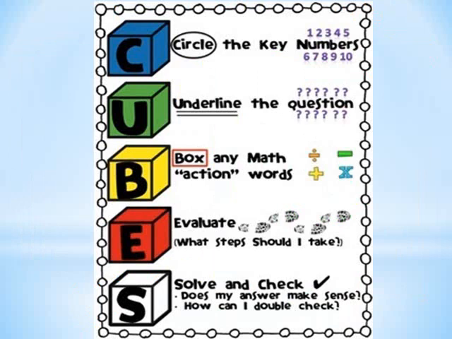Before we begin, let's review the strategy CUBES. The C in CUBES means circle the key numbers. The U in CUBES means underline the question. The B is box in any math action words, and please refer to your charts whenever you get stuck. The E in CUBES is evaluate.